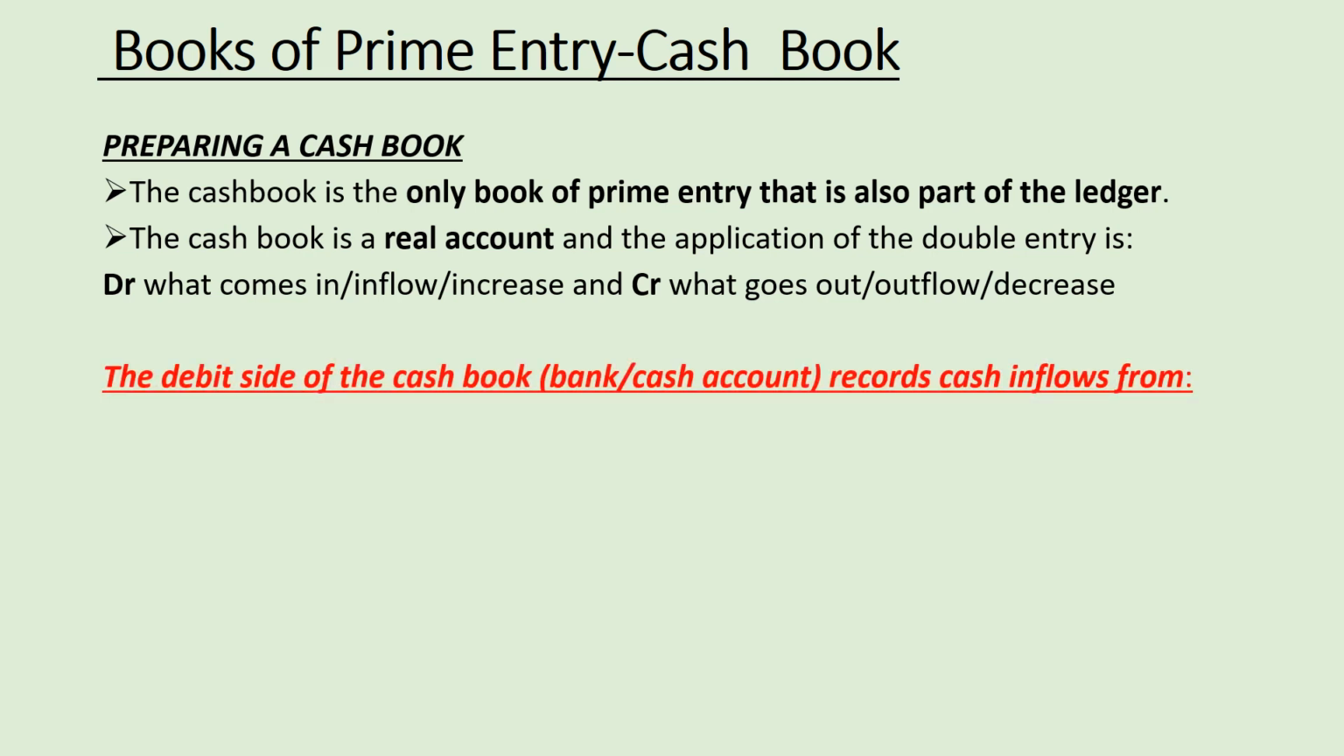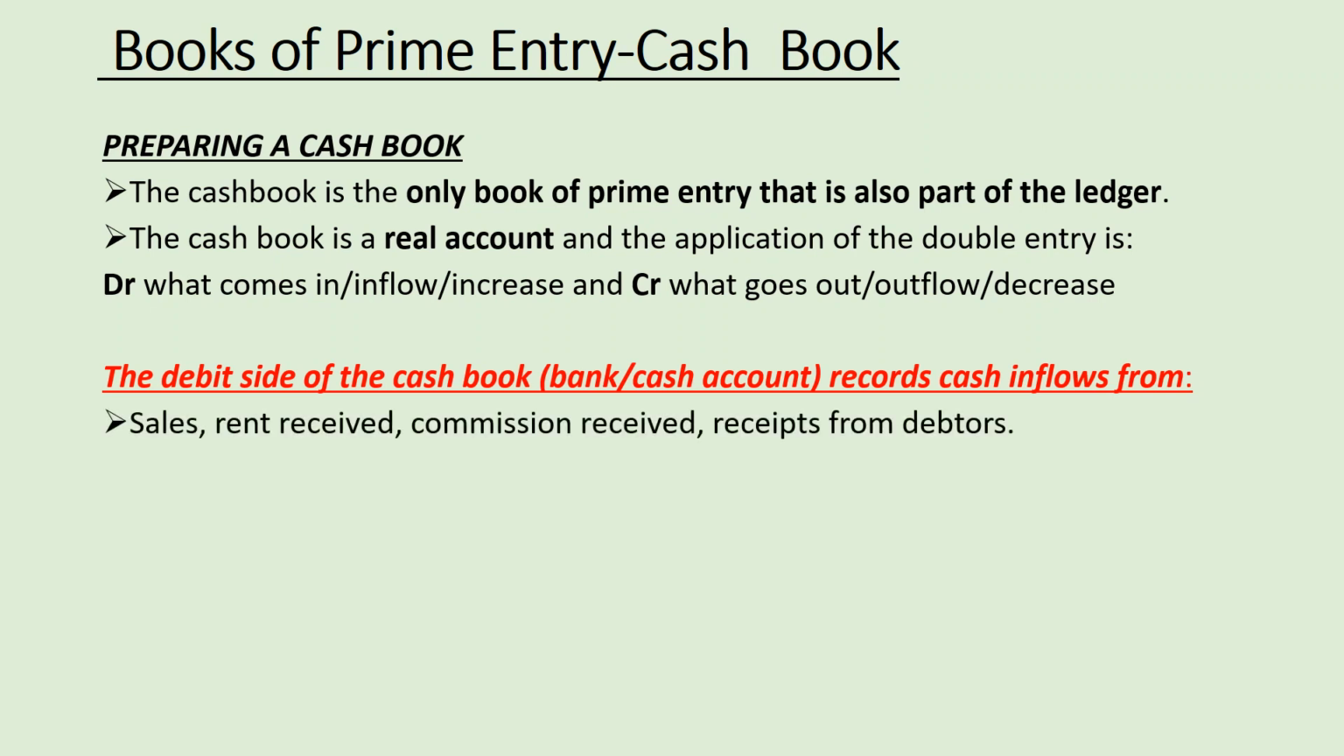Applying this, that is what should be debited and what should be credited. The debit side of the cash book, that is bank or cash account, records cash inflows from. All these have to do with cash coming into the business, and the debit side is going to record this. So sales: when you sell, it means you are receiving money. It can be in form of cash or in terms of a check. So you're recording the cash account or the bank account. Rent received, you're receiving money. Commission received, you're receiving money. Receipts from debtors: someone owes you money, then they pay money.